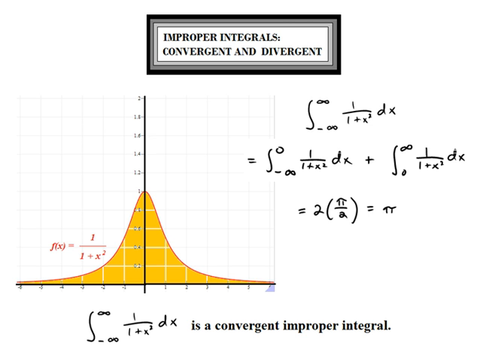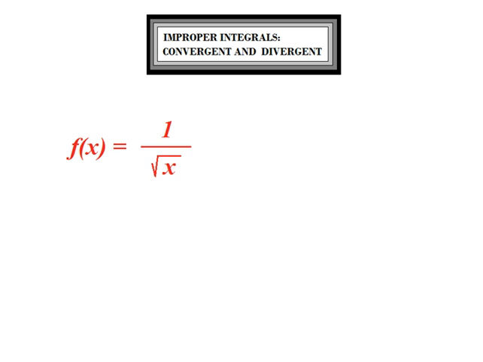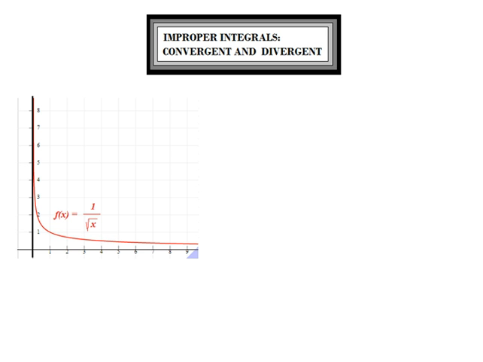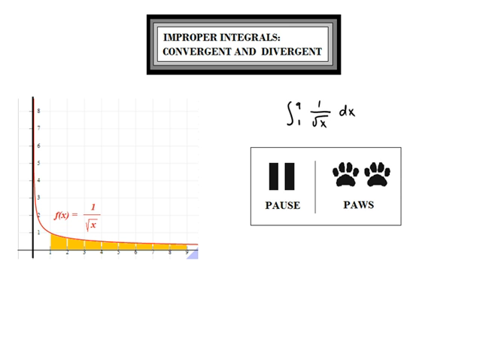So let's give you an opportunity to practice one of these. We're going to consider the function f of x equals 1 over the square root of x. We're going to take a look at its graph right here. And we're going to consider this definite integral. This is not going to be an improper integral. This is simply going to be the definite integral from 1 to 9. So if you would pause the video at this time and try to find an answer.